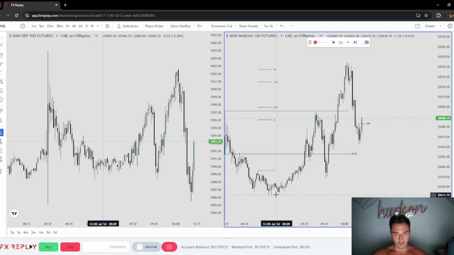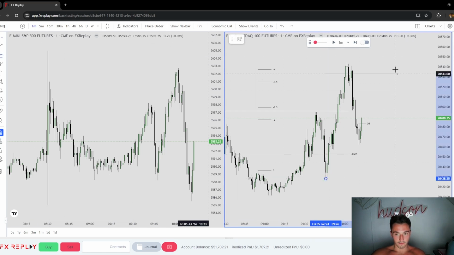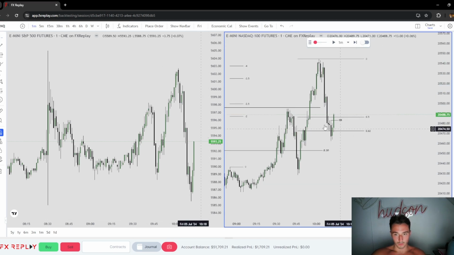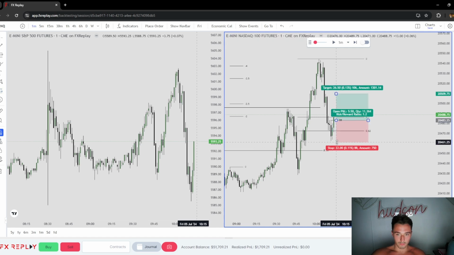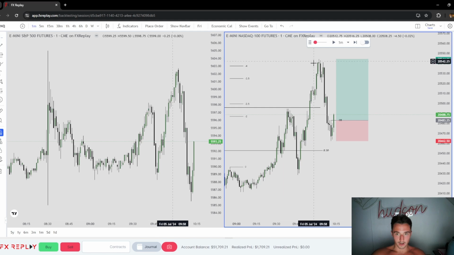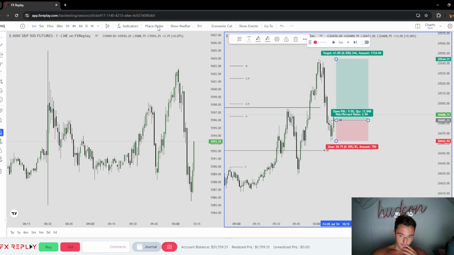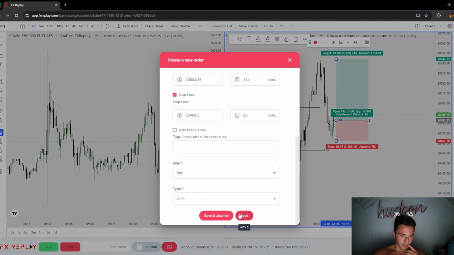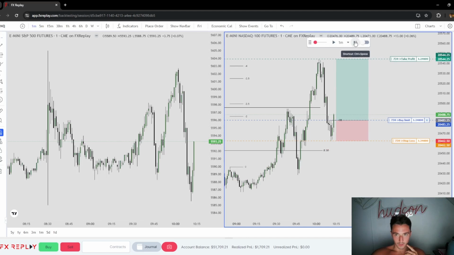OTE pullback here, continue. OTE pullback here, continue. OTE pullback here, 5 minute fair value gap also. Continue, right? OTE, boom. We're going to try it. Boom. Risk off here. Okay, now it's almost a 3R. Let's try it. Right, 10 a.m. kind of open lower, not really, but we'll see.